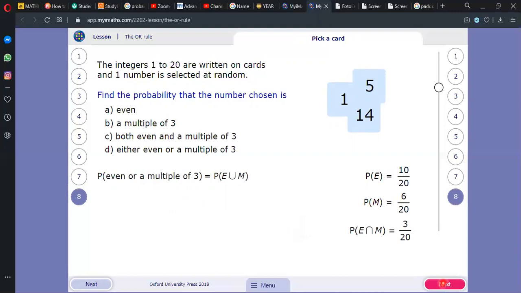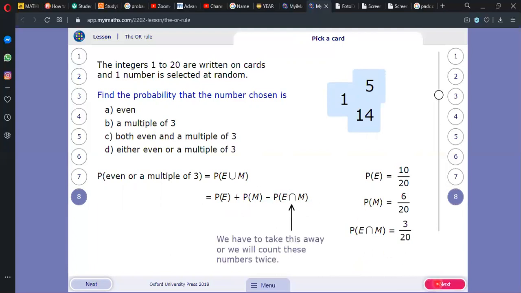Finally, D, probability that the number chosen is either even or a multiple of 3. Remember, I mentioned that that's another way of using the word or, either or. So it's going to be union, and the formula is going to be probability of E plus probability of M minus probability of E intersection M. We are using the minus one because this event is actually not mutually exclusive. So we have to put the subtraction there.